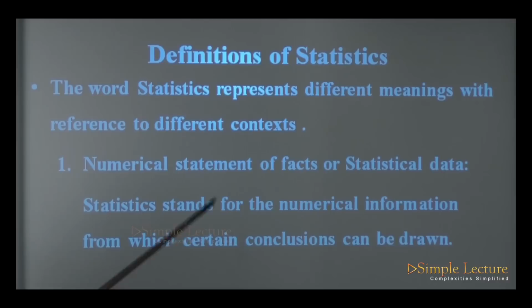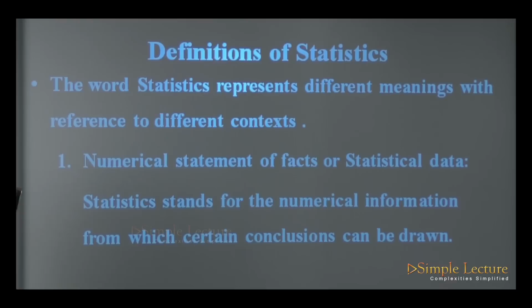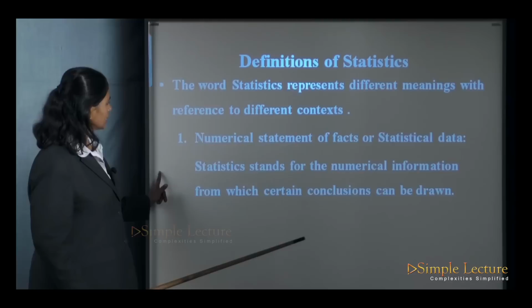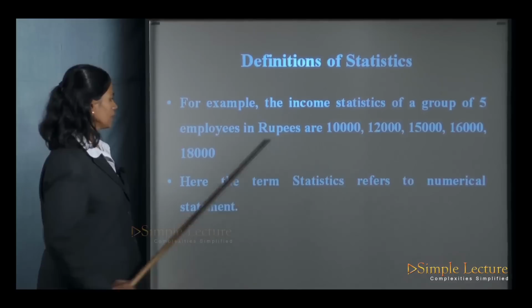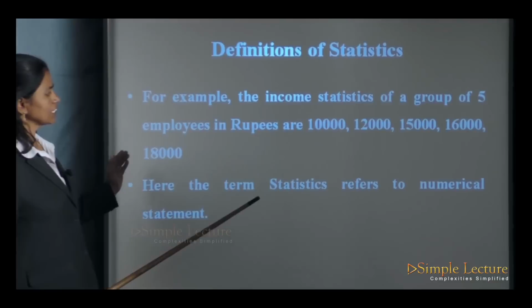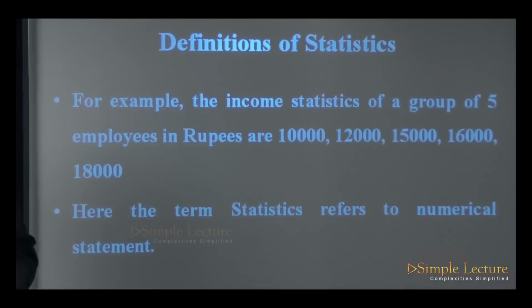Statistics stands for the numerical information from which certain conclusions can be drawn. We can talk about the age of some persons, or income of some people, or production of a product. So in all these statements, we are using statistics as numerical data. Now let us understand statistics in another way. For example, the income statistics of a group of 5 employees in rupees are 10,000, 12,000, 15,000, 16,000 and 18,000. Here, we are representing these incomes as numerical data. Hence, here statistics is used to represent numerical data.